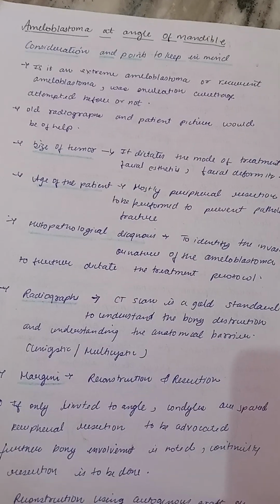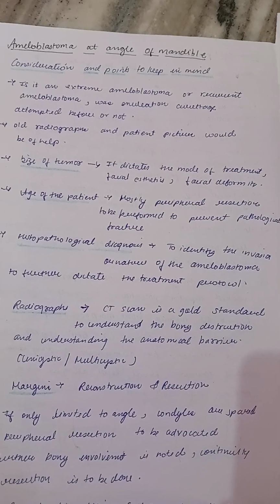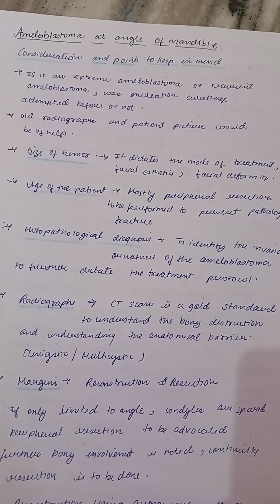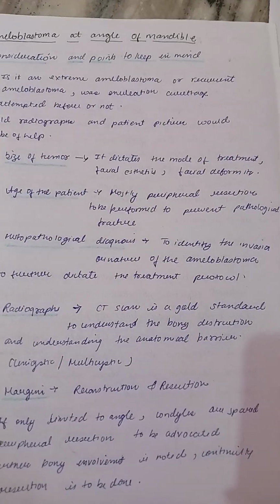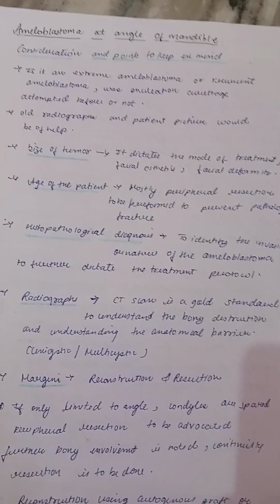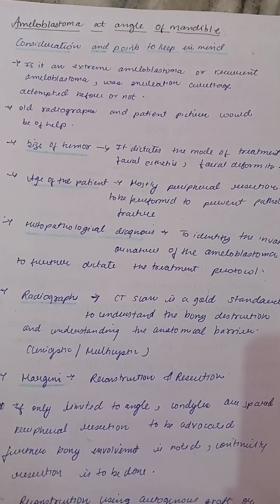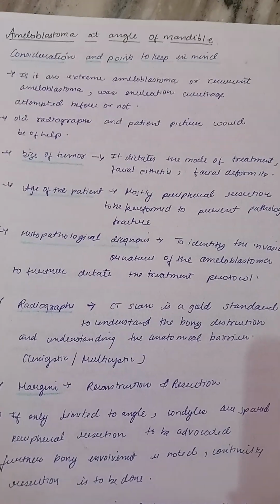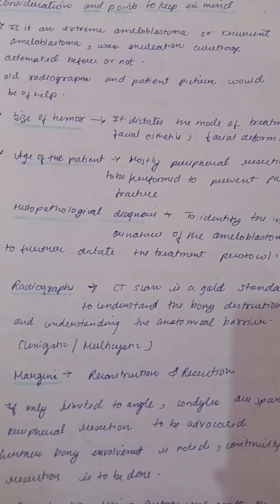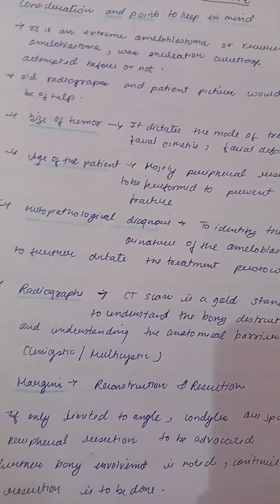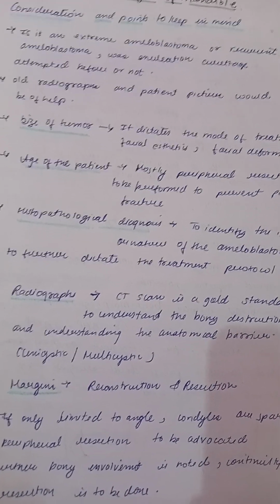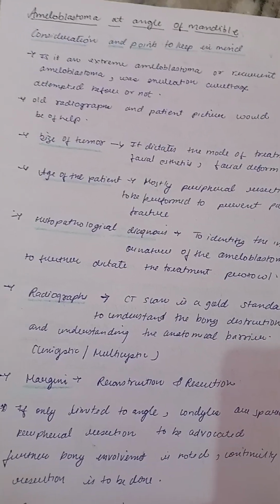Okay. Now, histopathological diagnosis to identify the invasion or nature of the ameloblastoma to further dictate the treatment protocol. According to histopathological diagnosis, we will go for the treatment plan. In histopath, we can also see if it is mural, transmural, intramural invasion, non-invasive, everything. We can know if it is unicystic or not, if it is solid, whatever it is, and accordingly we can follow a treatment protocol.